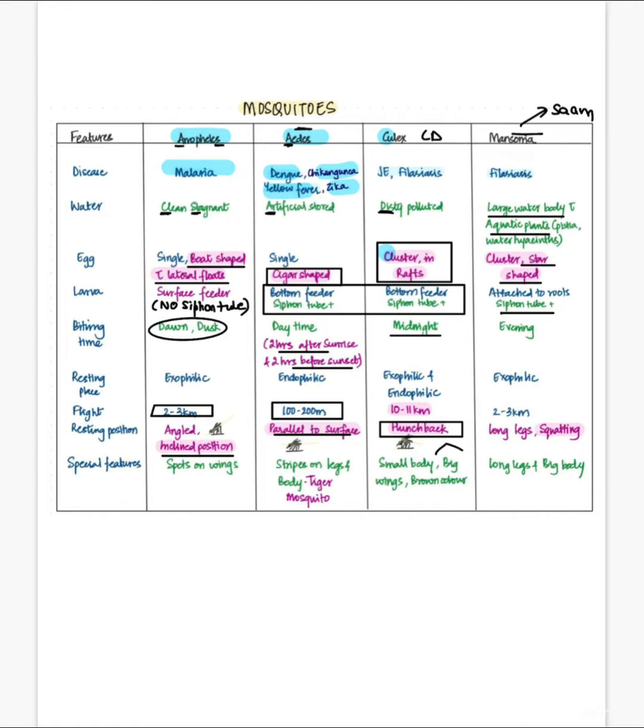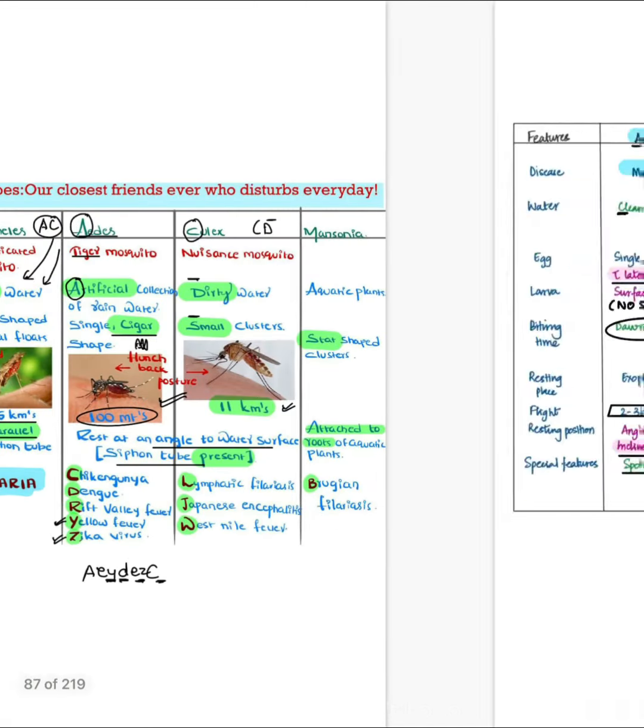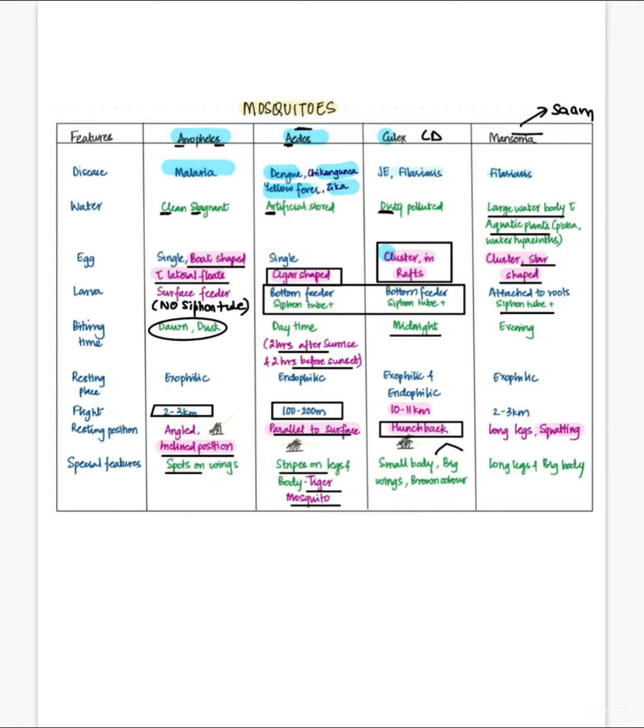Then coming on to the special feature, guys, they have spots on the wing, important. Here they have stripes, hence Aedes is also known as the tiger mosquito. Anopheles is also known as the sophisticated mosquito, and Culex is known as the nuisance mosquito. That is important. So this was all about the mosquitoes that you need to know.